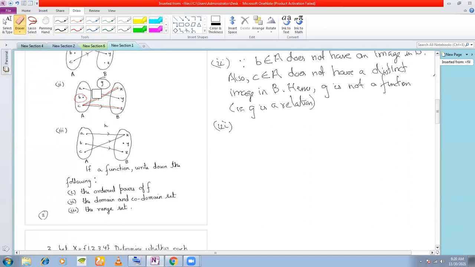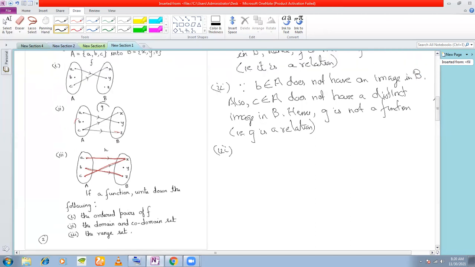Yes, sir. Why? All are mapped. A is being mapped to X. B is being mapped to an element, B has an image Z. And C is being mapped to an element X. Are they distinct? See that A and C have the same image. So does each element have a distinct image? Yes, they have. A has a distinct image X. C has a distinct image X. Unlike the last case, there was no distinct image.